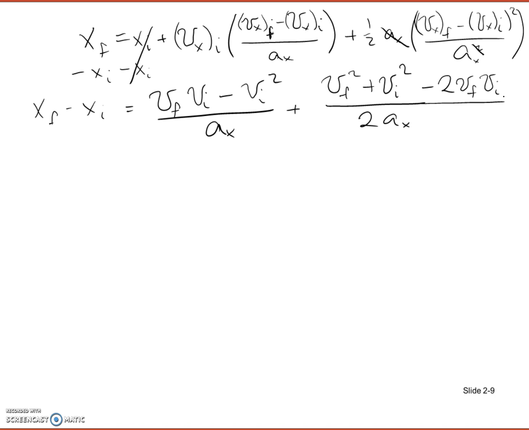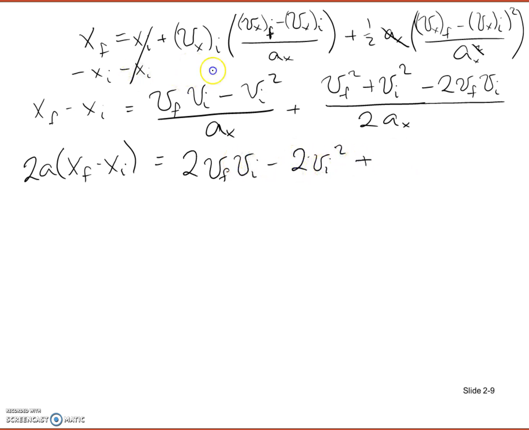Let's multiply everything by 2a_x so that this denominator goes away. The left-hand side becomes 2a times x final minus x initial. On the right, the acceleration will cancel, so I have 2 v final v initial minus 2 v initial squared. Plus, for the second term, the denominator goes away and we just have the numerator left: v final squared plus v initial squared minus 2 v final v initial. This is the same as that, except this is positive and the second is negative, so they cancel.